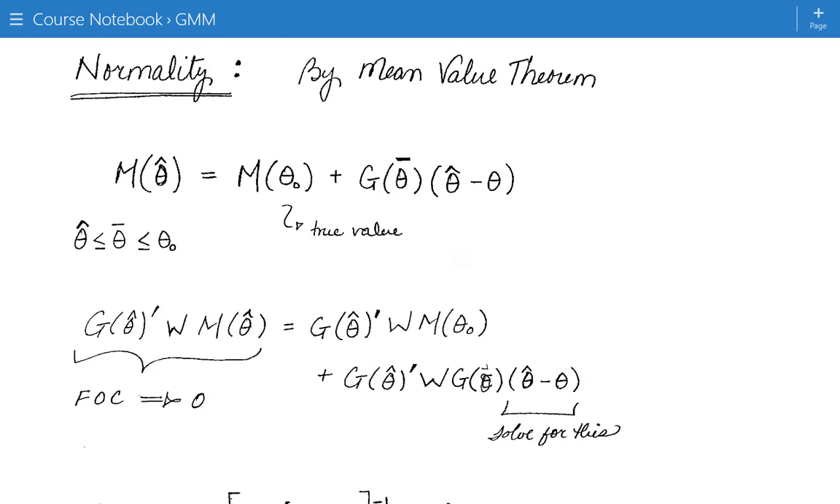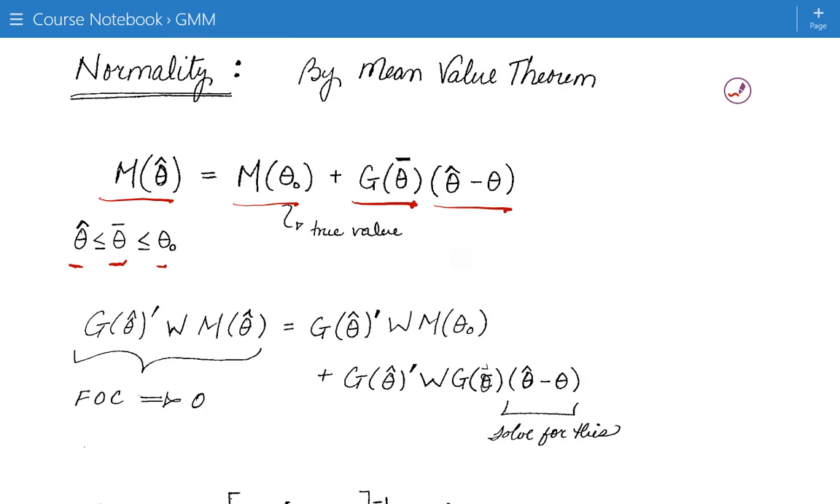We can use the trick of appealing to the mean value theorem, which says that there is a value theta bar between our estimator theta hat and theta naught, such that the moment at theta hat is equal to the moment equations at theta naught plus G of theta bar times theta hat minus theta naught.